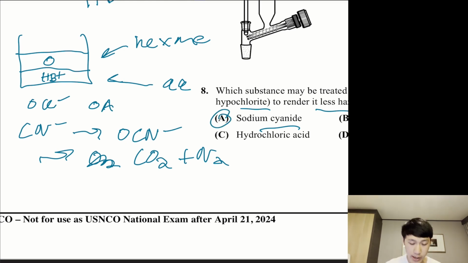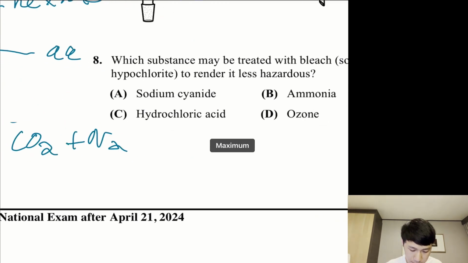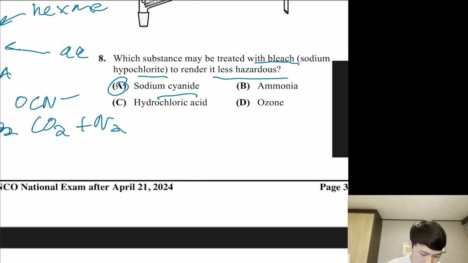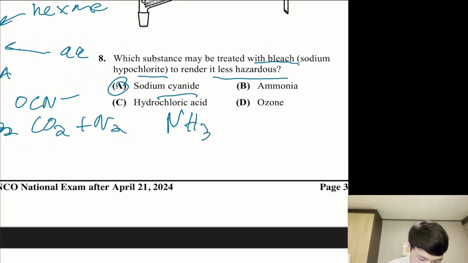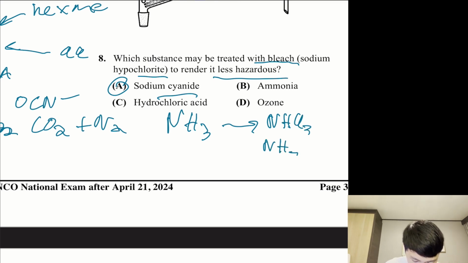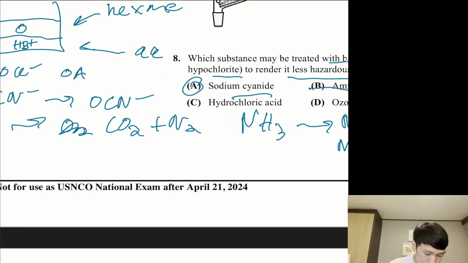I'm going to go with A, but let's consider the other options. So we have ammonia. When ammonia reacts with the hypochlorite, toxic chloramines are created, like NH2Cl, these types of compounds, and these chloramines are not safe. So B is incorrect.